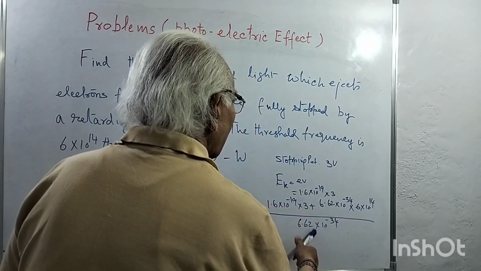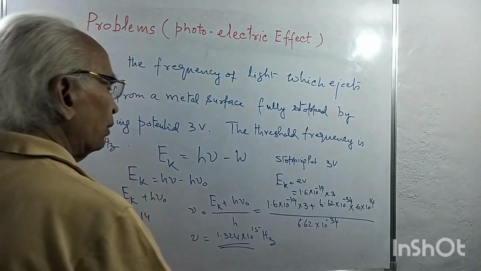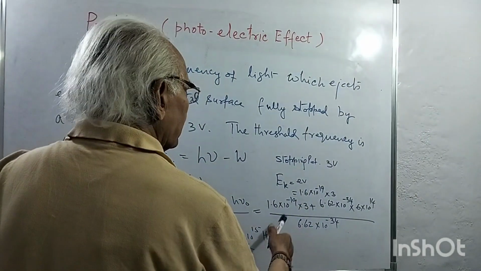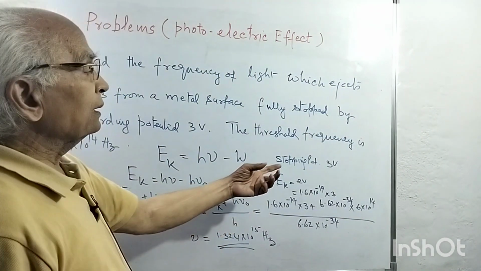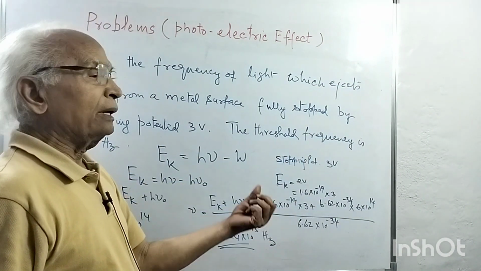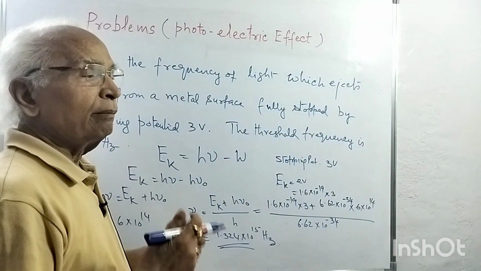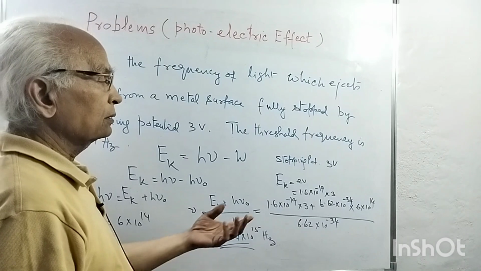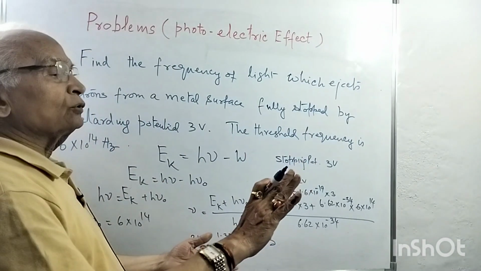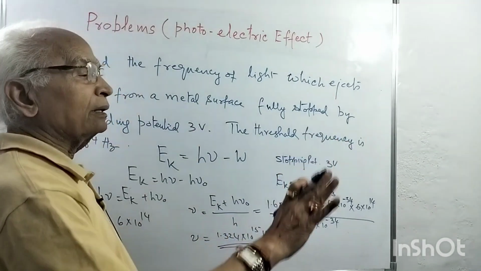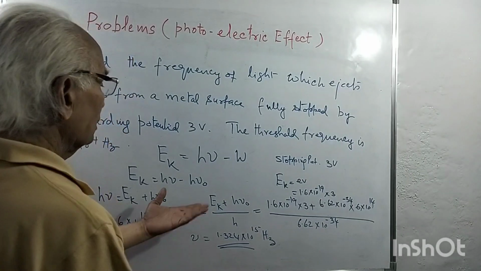You can cancel this here, this will be remaining. So just a small calculation, just find out the frequency. Here you are given the stopping potential, so that you can get the energy of the electrons coming out from the metal surface. Because energy is eV, where V is the potential to stop the electron, that gives the energy. Energy is e into V, charge into voltage. So simple.